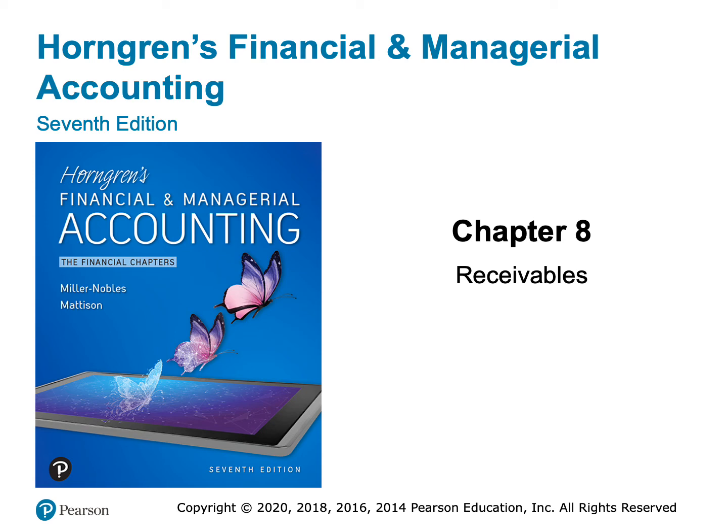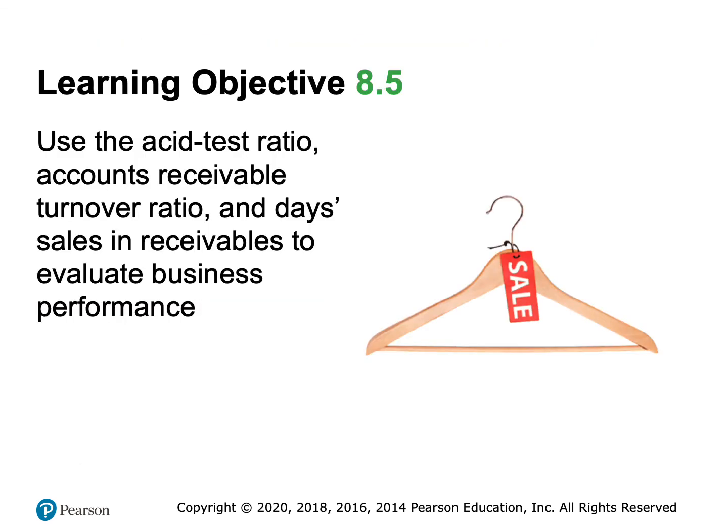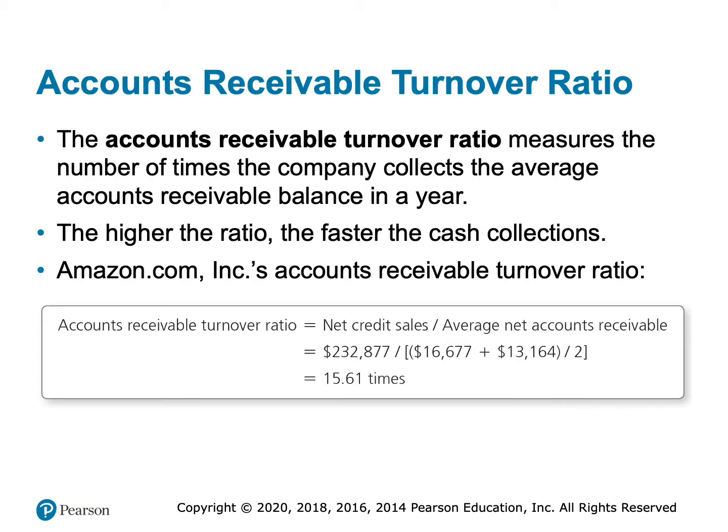So the very last objective here in chapter 8, we're just going to real quickly talk about a couple of ratios that I want to make sure that you're familiar with. The first one is called the accounts receivable turnover. Now this is very similar to the inventory turnover ratio that we calculated back in chapter 6. So accounts receivable turnover is measuring how many times a year we collect our average level of receivables. The higher the number, the faster we're collecting our receivables.